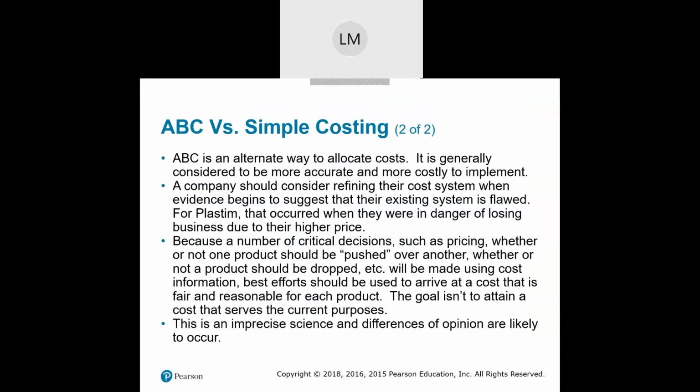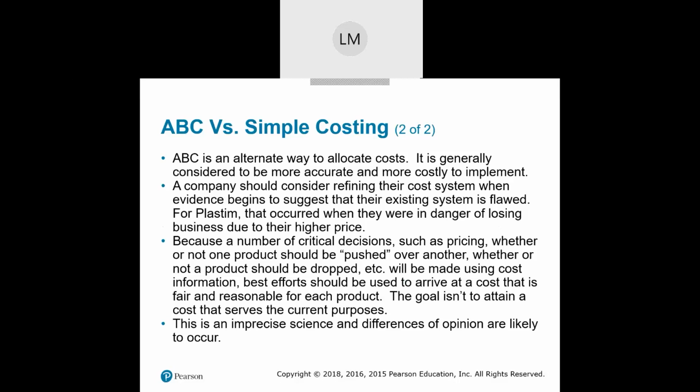And a company should consider refining their costing system when evidence suggests that their existing system is flawed. And for Plastum, they were in danger of losing business because of the higher price. Now, because there's a number of critical decisions, such as pricing, whether or not one product should be marketed or pushed over another, whether we're dropping a product, because that's all based on information we're getting on a per unit level, we should be taking the effort and time and costs necessary to arrive at a cost that is fair, reasonable, and as accurate as possible.